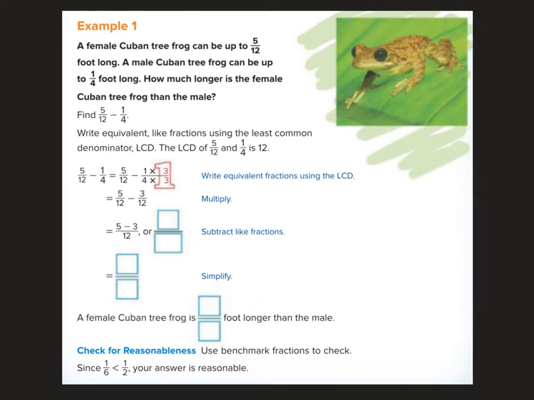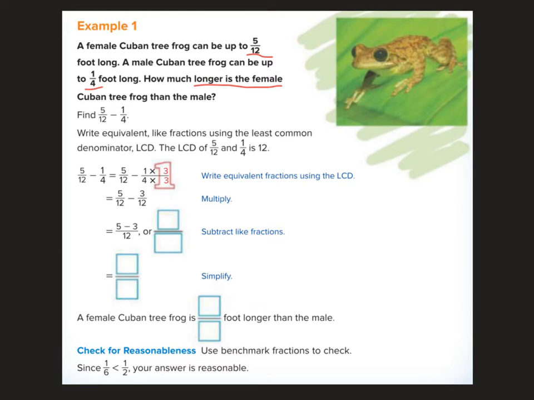A female Cuban tree frog can be up to 5/12 of a foot long. A male Cuban tree frog can be up to 1/4 of a foot long. How much longer is the female Cuban tree frog than the male?